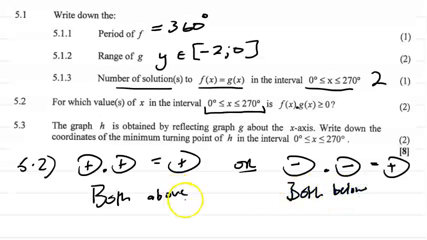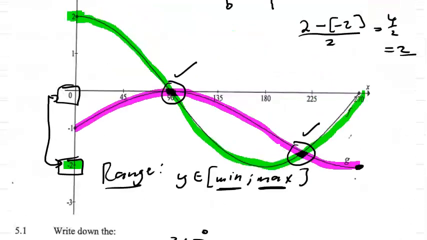When I say above and below, I mean above the x-axis, because y values above the x-axis are positive, right? And if both functions are below the x-axis, that means the y values are negative. So therefore, both above or both below. So I'm looking for where the green and the pink one are both above or both below.